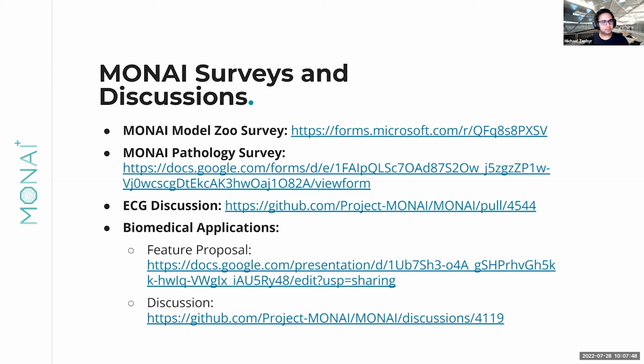There are a few surveys and discussions active right now. The MONAI Model Zoo survey I mentioned. There's a pathology survey that you can go through, and if you're in pathology and want to give some guidance on what the working group can look into as next things to implement, I encourage you to do that. There's the ECG discussion that is actively going right now, and some contribution of code to MONAI core itself. And then there's a biomedical applications feature proposal and discussion as well that are actively happening now. So that's another good one to take a look at for general biomedical application.